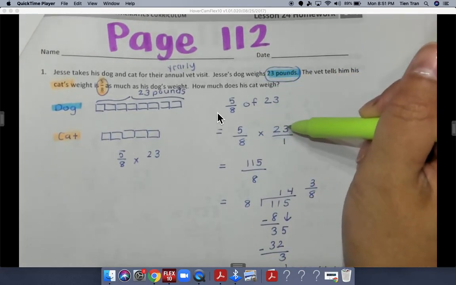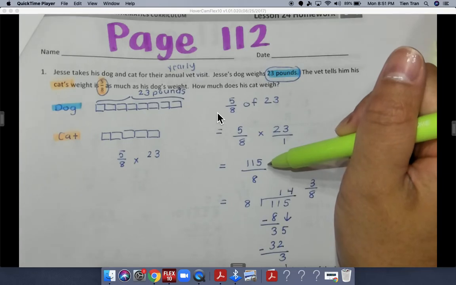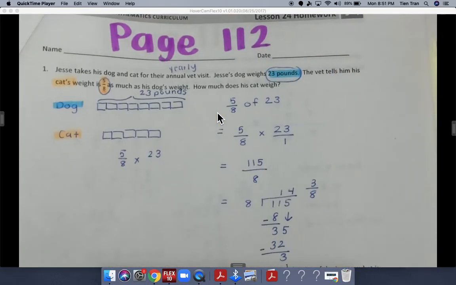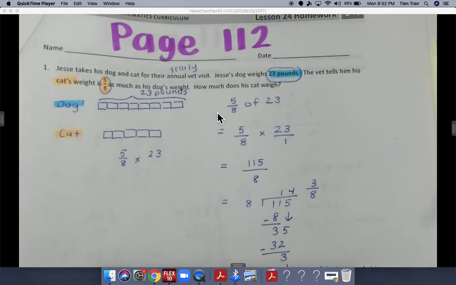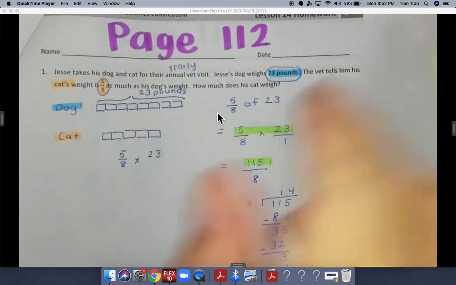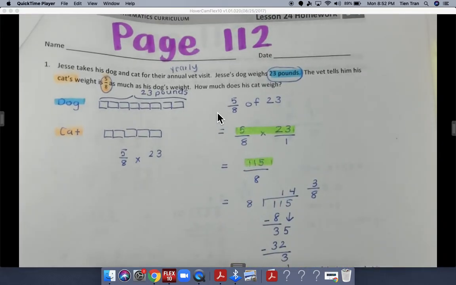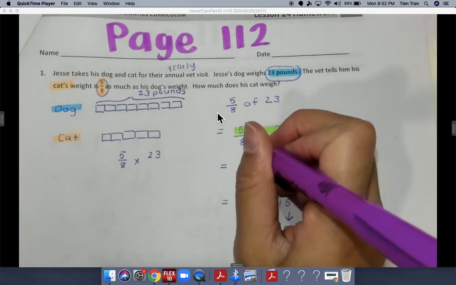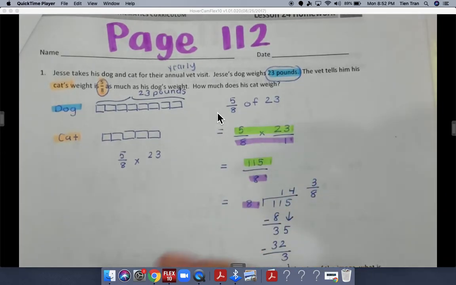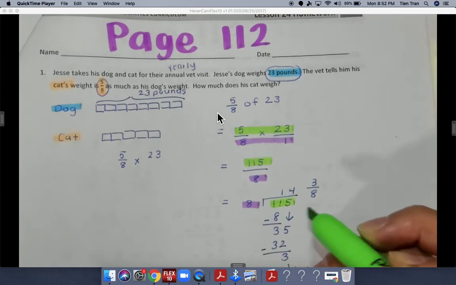5 times 23 is equal to 115. 8 times 1 is equal to 8. So what I did here was I multiplied across. So 5 times 23 gave me 115. And 8 times 1 is equal to 8. So 8 is my divisor, and 115 is my dividend.